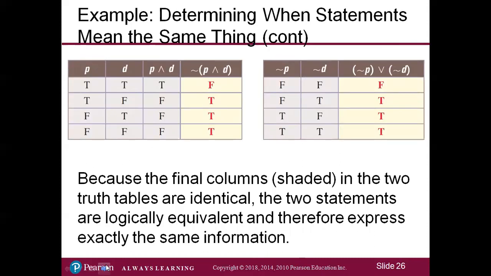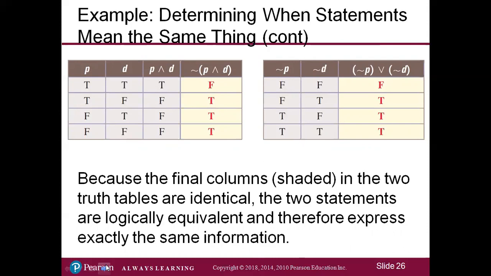P comes before D because it came first in our compound statement. By convention, the first variable has the structure TTFF, the second variable TFTF, giving us all possible outcomes of P and D. P and D as a conjunction is only true when both components are true, which is in line 1. Now we negate the P and D column to get the truth table results of A, which is FTTT.